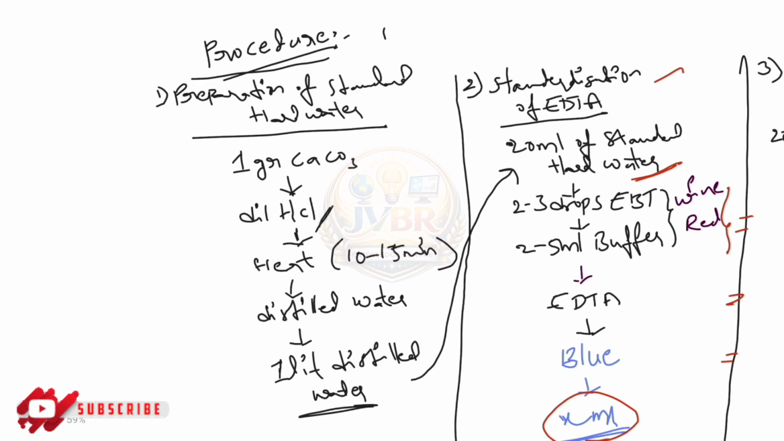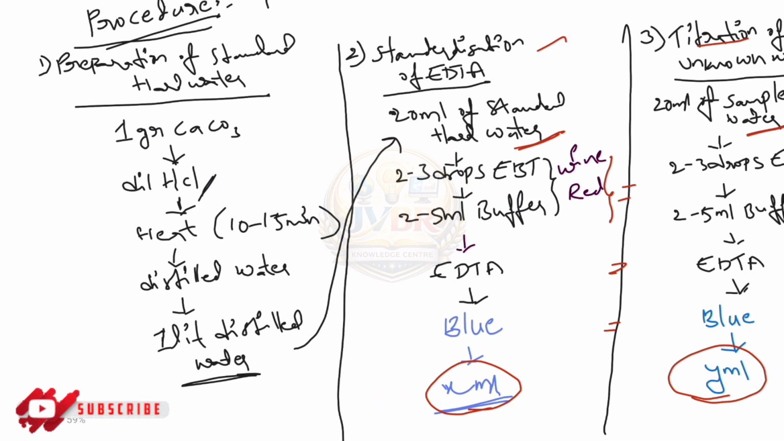Here remember one thing. In the first step, preparation of standard hard water, 1 gram calcium carbonate is dissolved in 1 liter water. If 1 gram is dissolved in 1 liter water, we will get concentration 0.01 M when we substitute in the molarity formula. Now the calculation part.